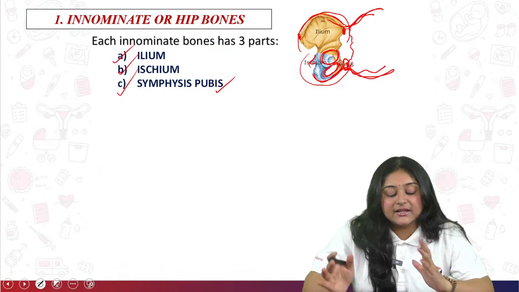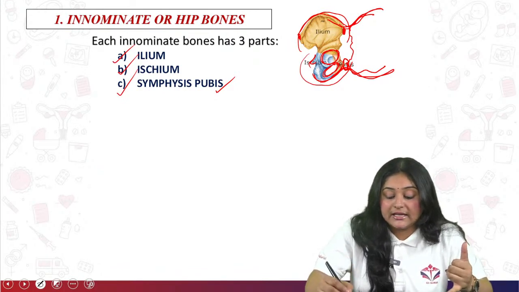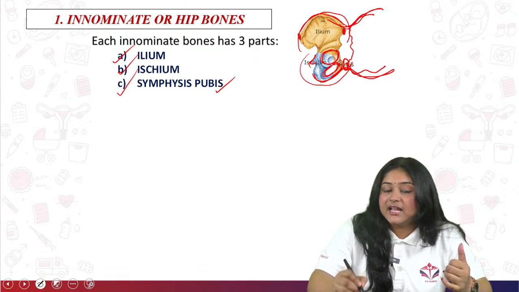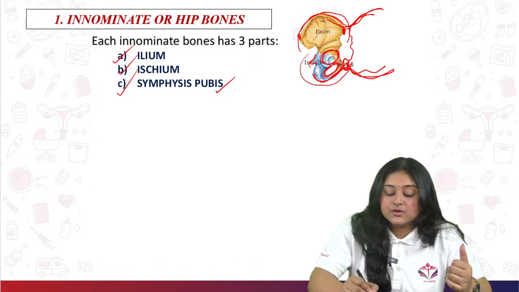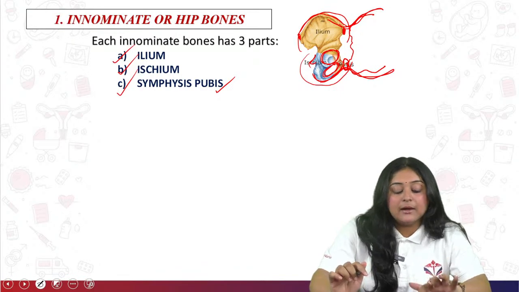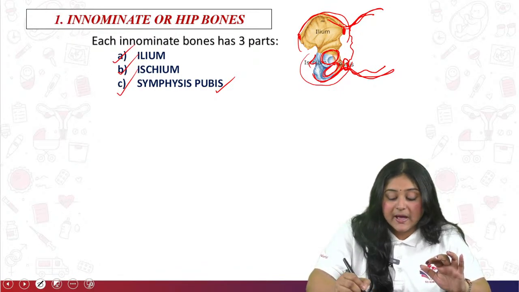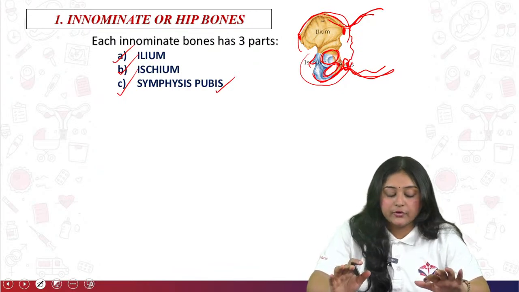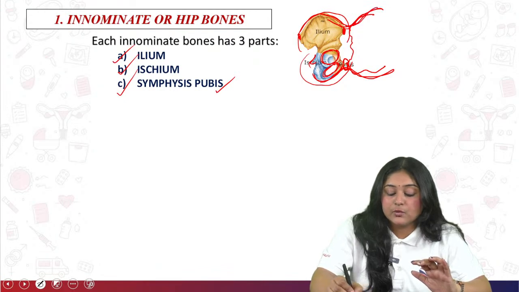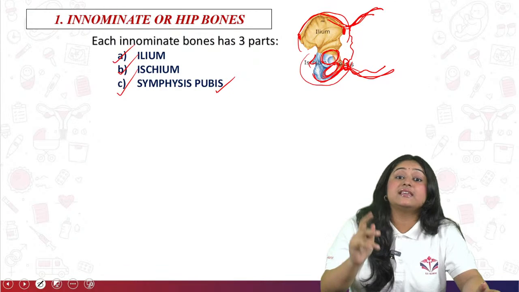So these are all the parts of the ilium, ischium and symphysis pubis. For the ilium: iliac crest, anterior superior iliac spine, anterior inferior iliac spine, posterior superior iliac spine, posterior inferior iliac spine. That's it. Now the ischium: ischial tuberosity, ischial spine, acetabulum and obturator foramen. Next is the symphysis pubis, which has only the superior ramus and inferior ramus.